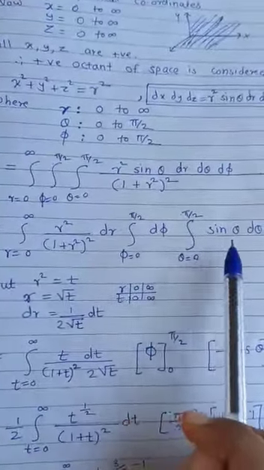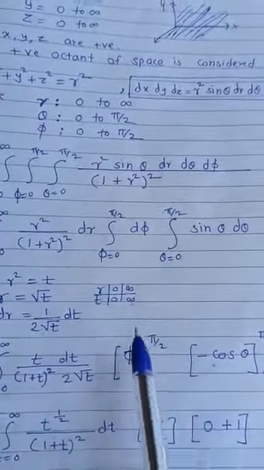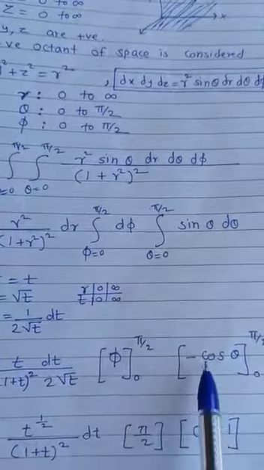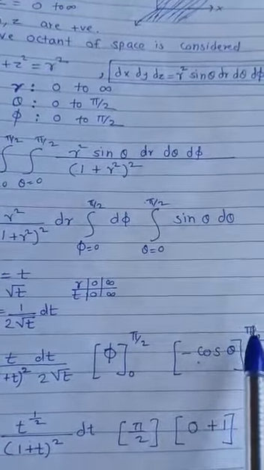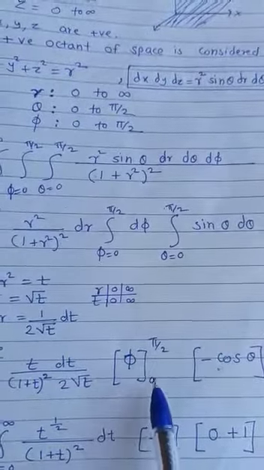Now we can easily find these two values. Integration of d phi is phi, and integration of sin theta is minus cos theta within the limit 0 to pi by 2. And for phi, the limits are 0 to pi by 2.